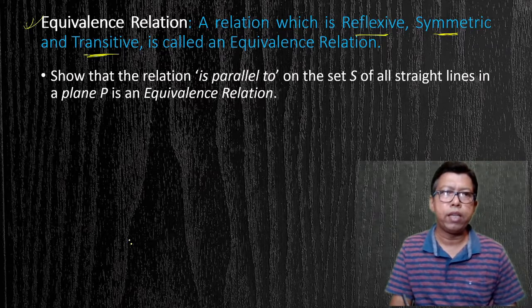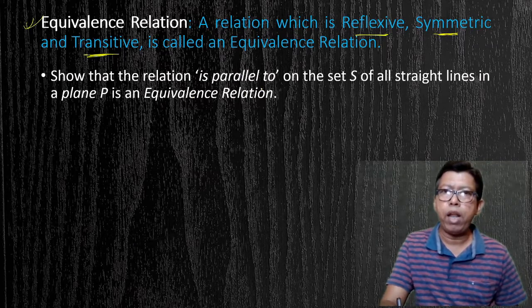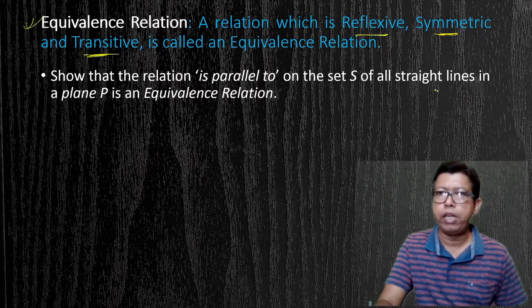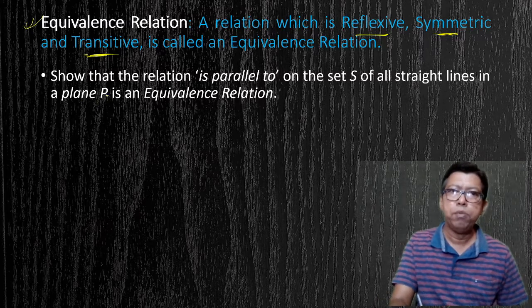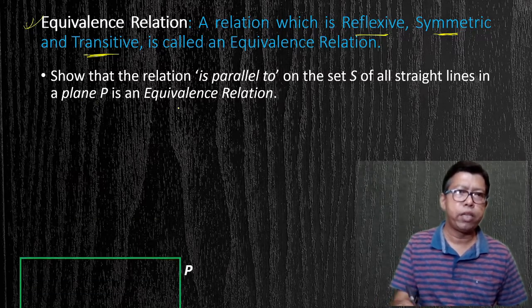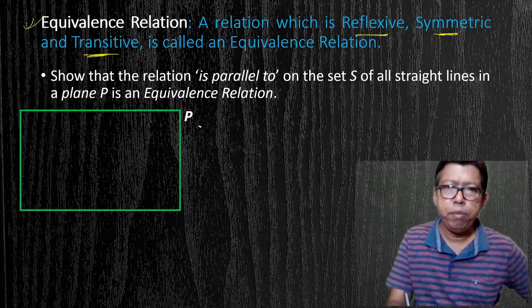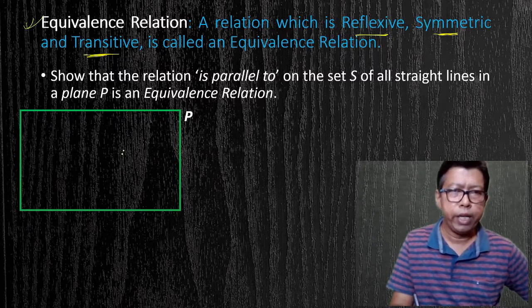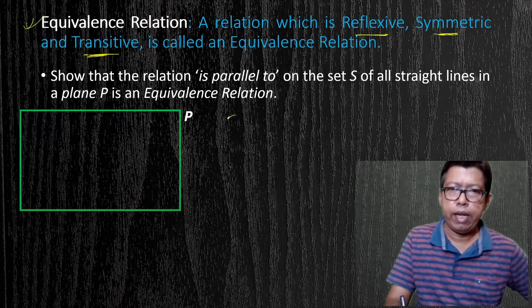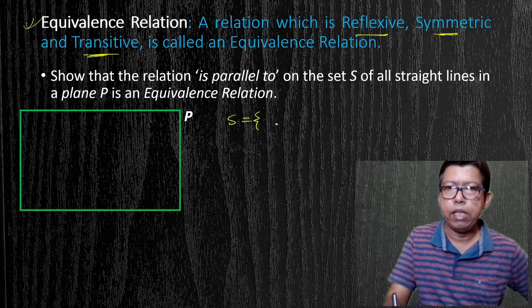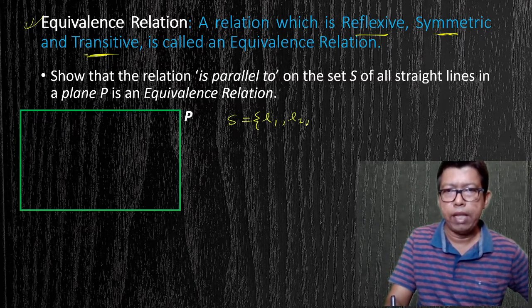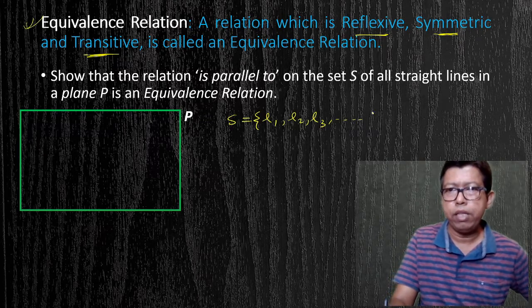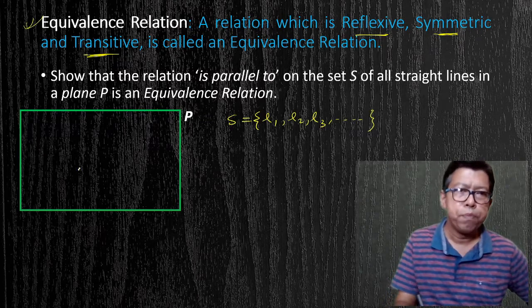Let's check whether the relation "is parallel to" on the set S of all straight lines in a plane P is an equivalence relation. Let us consider that P is the plane, and in this plane there are straight lines, and S is a set containing the straight lines, say L1, L2, L3, L4, like this.